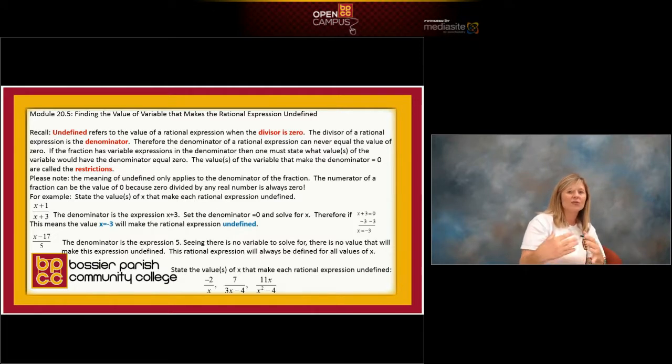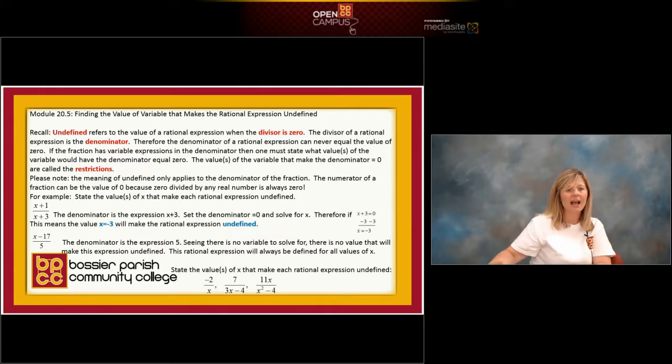Again, when I ask for the restriction, I'm talking about the concept of undefined. And undefined means what number makes the denominator become 0. So when we talk about the restriction or undefined, we're talking about just the denominator of the fraction. So look at my fraction, x minus 17 over 5. What's the denominator, people? It's 5. There's no variable down there.